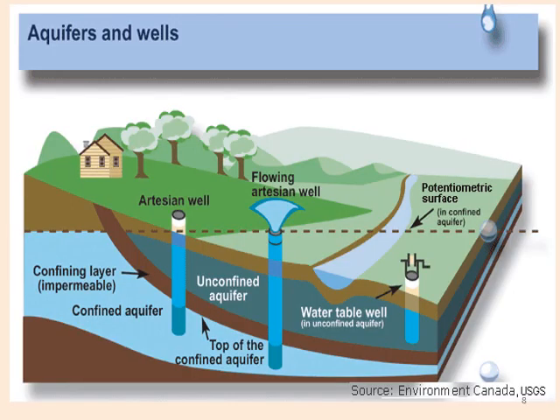This diagram is also showing the same artesian well, a flowing artesian well, where water is naturally coming out. The confining layer is impermeable, and it is shown here with brown color. And the water table well is here in a confined aquifer, where we can get water by pumping out from the well.